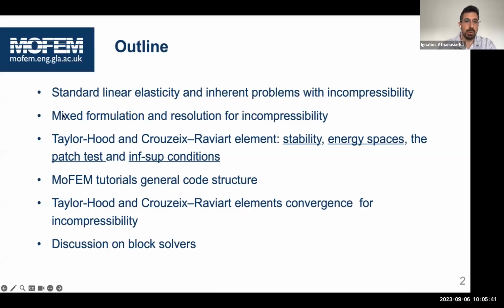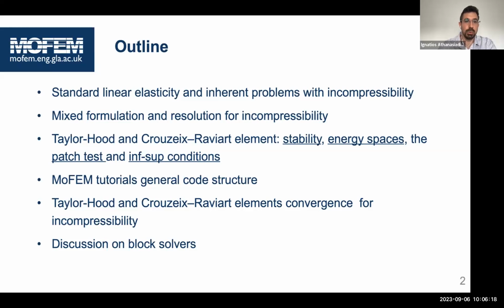During this presentation, I'm going to briefly introduce the standard linear elasticity finite elements and discuss the inherent problems that come with them regarding incompressible linear elasticity. Then also the mixed formulation, which brings in the resolution of the problems of incompressible linear elasticity.